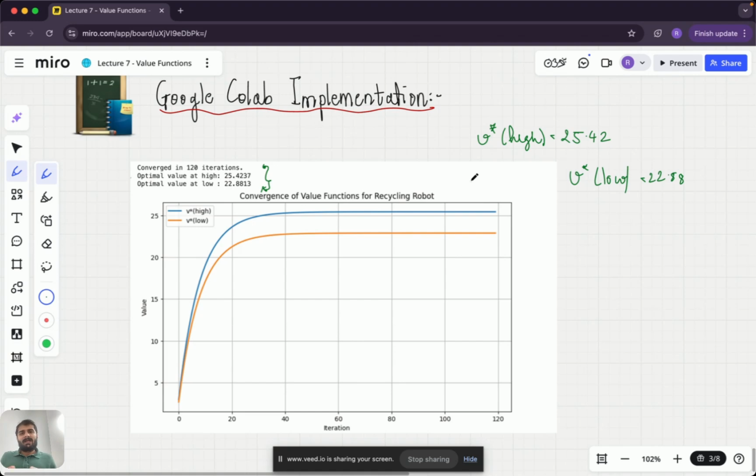So this is one of the clean and simple methods which you can use to solve reinforcement learning problems and to find optimal policies by simply using the Bellman optimality equation.